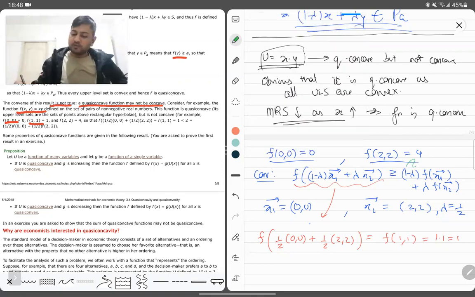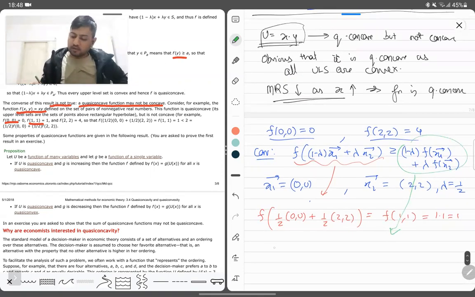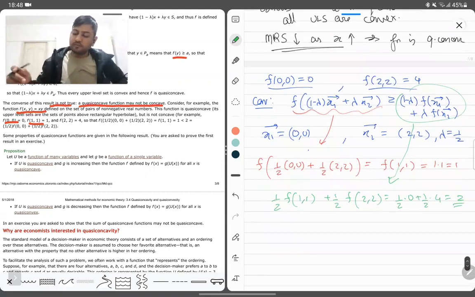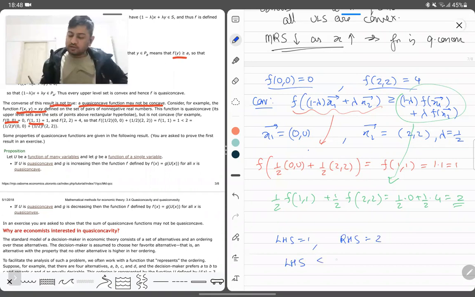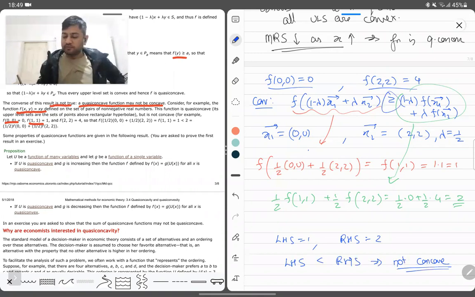And now take the right hand side. So right hand side will be what? Half f of 0,0 plus half f of 2,2. So this is half into 0 plus half into 4. So that is equal to 2. So here left hand side is 1 and right hand side is 2. So clearly left hand side is less than right hand side. But I wanted to show left hand side greater than or equal to right hand side. So this implies that the function is not concave. So this is sufficient to show at this point.